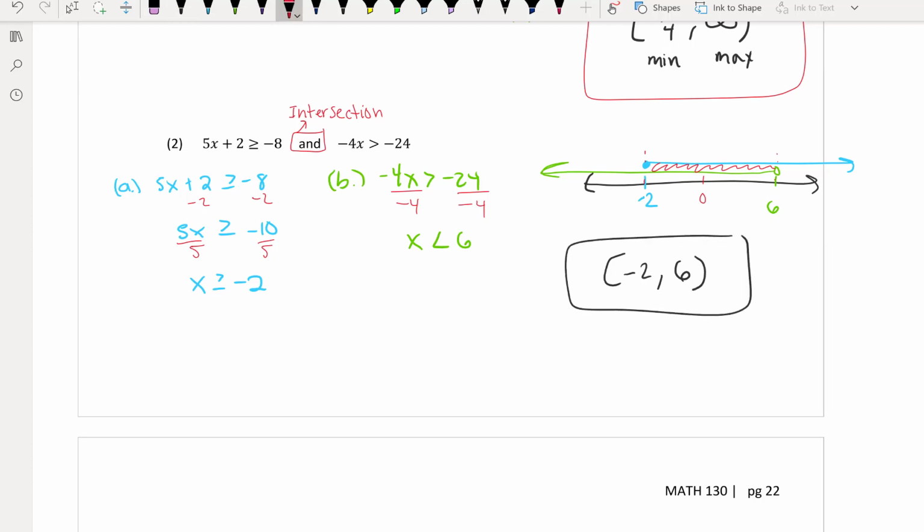And you might be thinking, why is it a parenthesis at the 6? Because it's an open circle. Well, why was it an open circle? Because there is no line underneath the inequality.